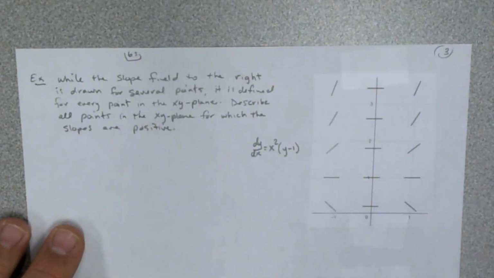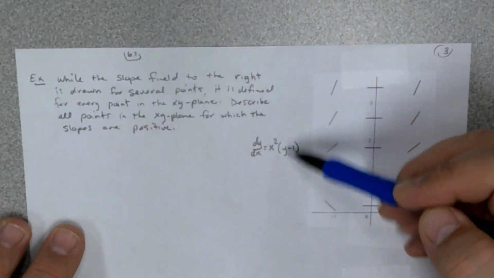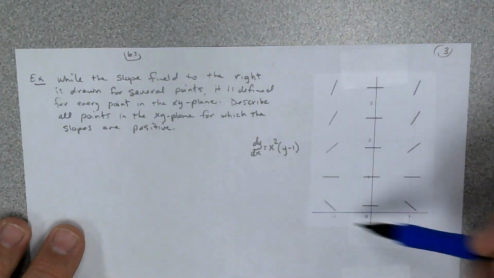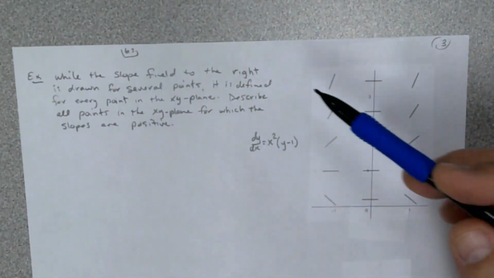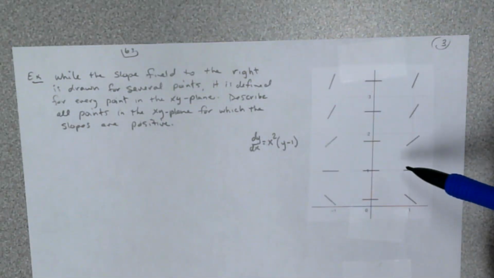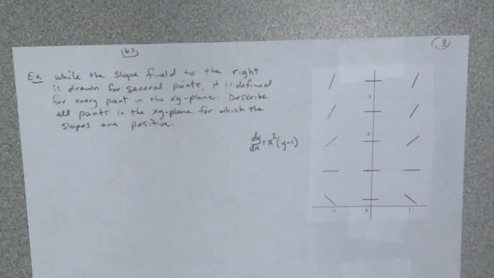Let's look at some other kinds of questions that you might see. In this particular case, here's the differential equation right here. Here's the slope field from that. I've drawn it for you. While the slope field to the right is drawn for several points, it is defined for every point in the xy plane. Describe all the points in the xy plane for which the slopes are positive. This is another kind of question that they would ask you to do. Describe what the slope field is doing.